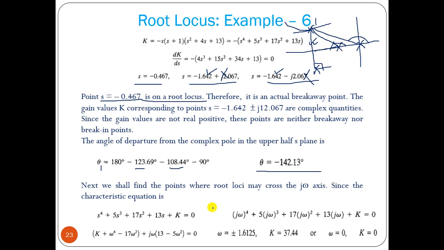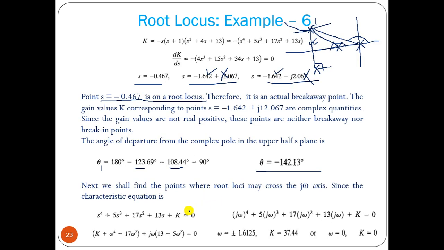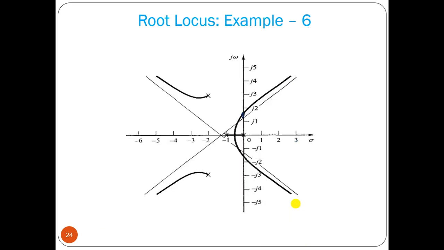Now we have to find out the intersection point. We put s equal to j omega and separate the real part and imaginary part. From the imaginary part we can find the omega value, put the omega value into the real part, and we can find K. That's all.